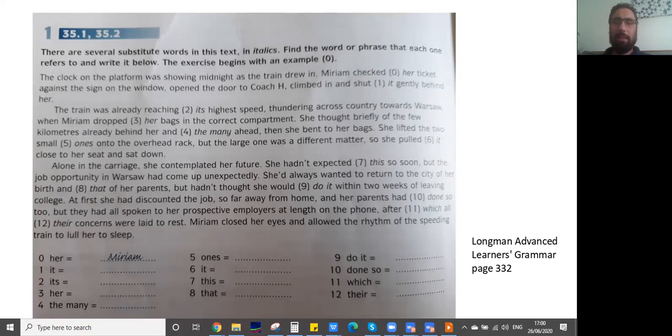Now we're going to take a look at an exercise from Longman Advanced Learners Grammar, page 332. Let's see if we can find out what the pronouns are referring to. I'm just going to give you 2 minutes. You might have to pick up your phone, put it close to you, or look really carefully to be able to read it. If you have a pen and paper, maybe write down the answers, and then we'll go through them together as a group.